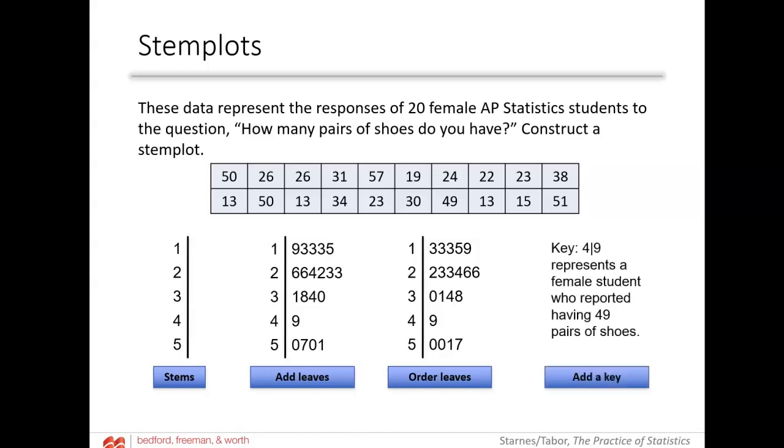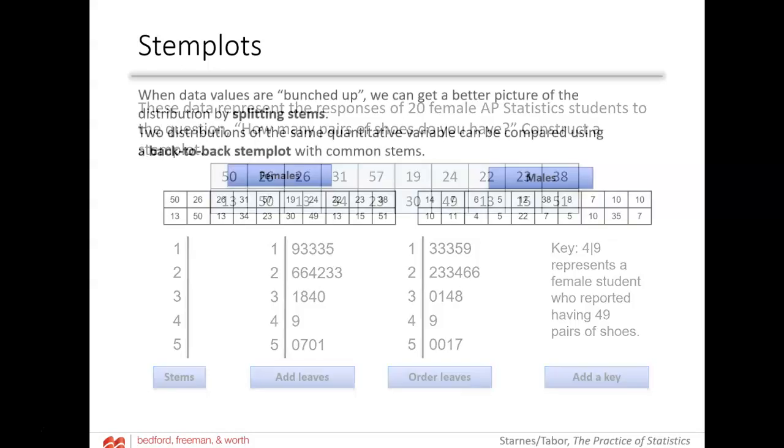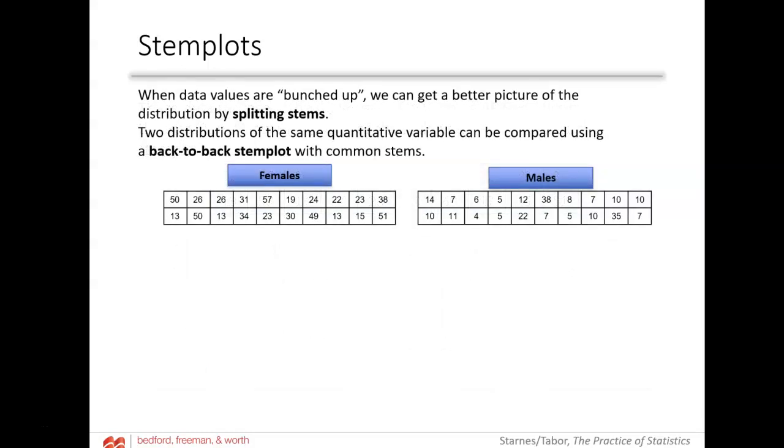Because that's obnoxious. So what we also have to do in a stem and leaf plot is give a key somewhere on the problem. You'll literally write key and then you'll give an example. You say 4|9 represents a female student who reported having 49 shoes. So that way someone who just walks in and looks at your stem and leaf plot knows how to interpret it. Oh, see, I knew they wouldn't be sexist. Starnes and Tabor, you're too good of authors for that.